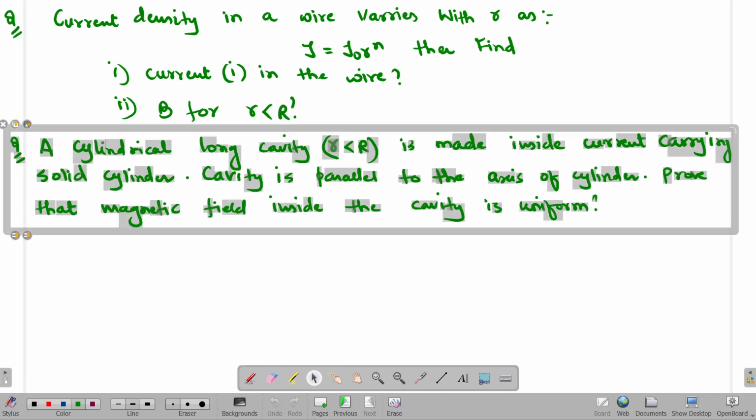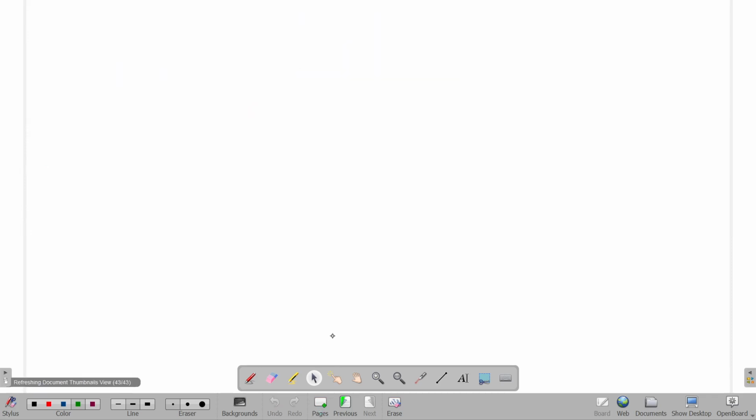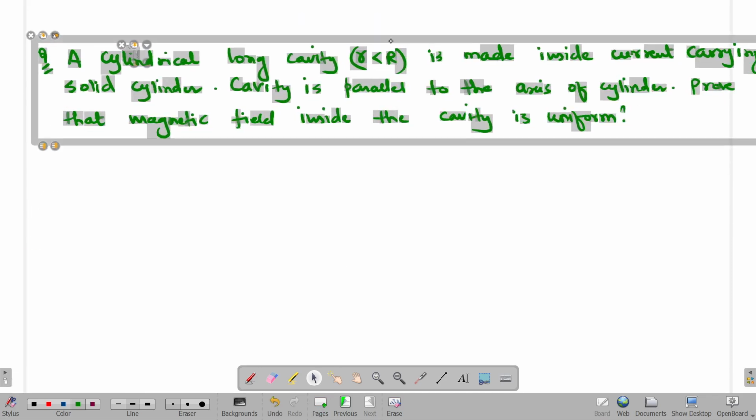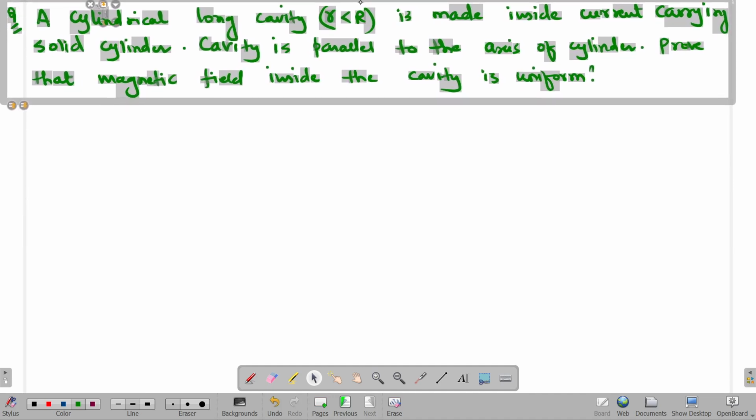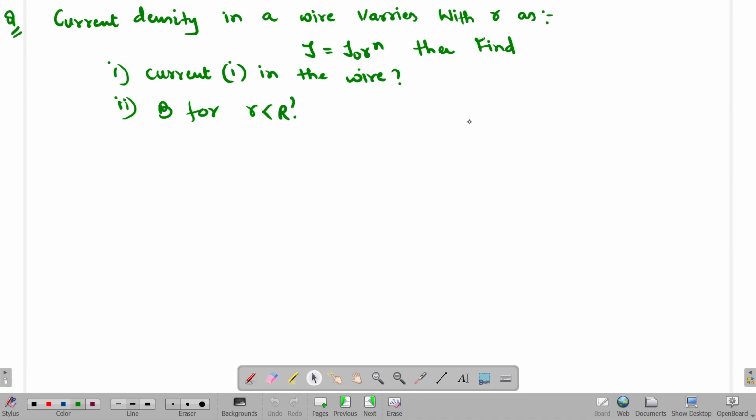Did you try it? You tried this question. It says that the current density in a wire varies with r as J is equal to J naught r to the power of n. Then find the current I in the wire and the magnetic field for r less than capital R. So did you try it or what?